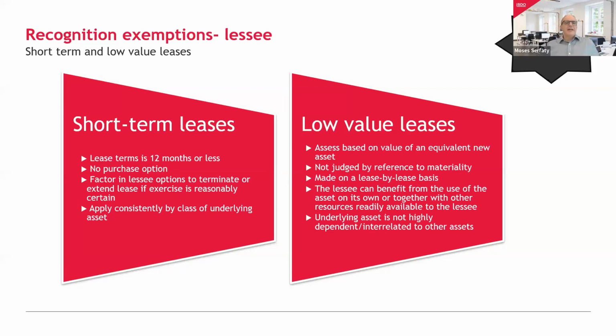This exemption needs to be applied consistently by class of underlying assets. So it's not a pick and choose piece for given leases. If you have, say, short-term property leases, then you either apply the exemption for all of them or for none of them. But you could have short-term leases for, say, cars, and for property you could choose to apply it for property but not for cars, or vice versa.